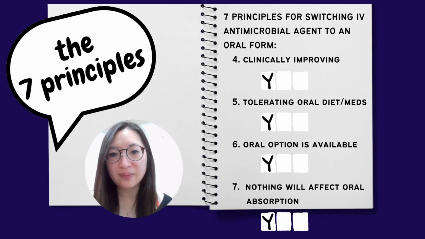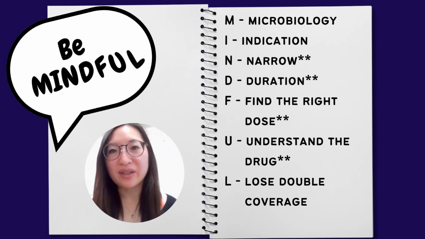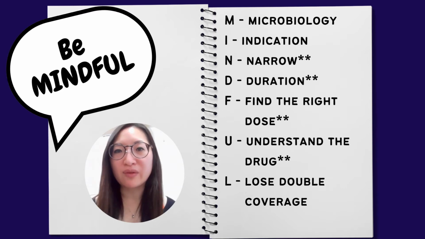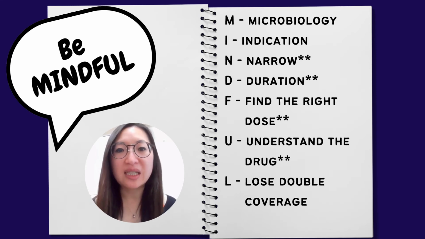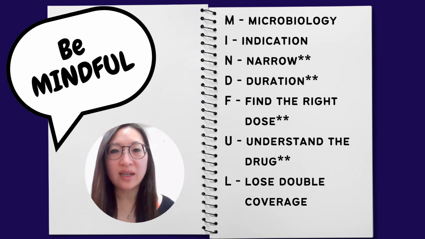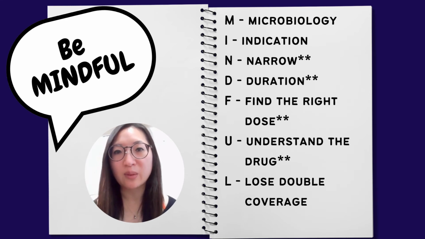absorb oral medications. This slide is just a reminder to everyone that we should be mindful whenever we're reviewing and selecting antimicrobial therapy options. I want to bring your attention to N as in narrow and D for duration, as well as F, find the right dose, and U, understanding the drug. So first of all, narrow. We know that Mr. AX's E. coli is sensitive to quite a few antibiotics, including ampicillin, cefazolin, ceftriaxone, and ciprofloxacin. Now, comparing all of the spectrum, we know that ampicillin is our narrower spectrum.